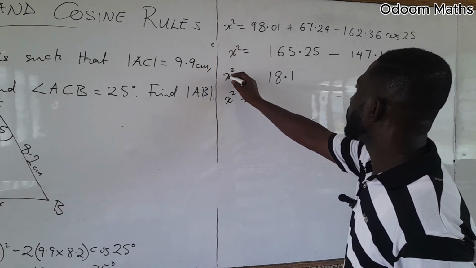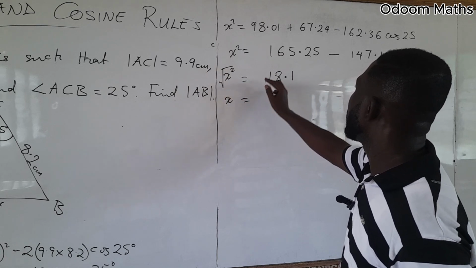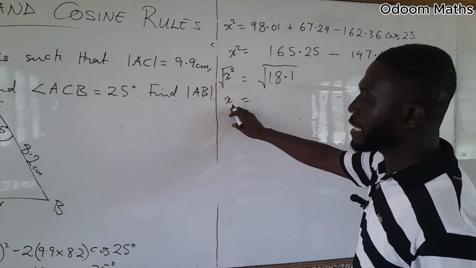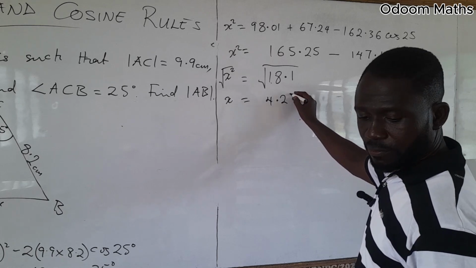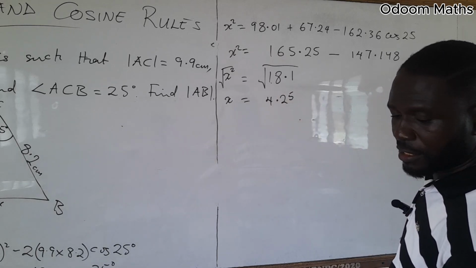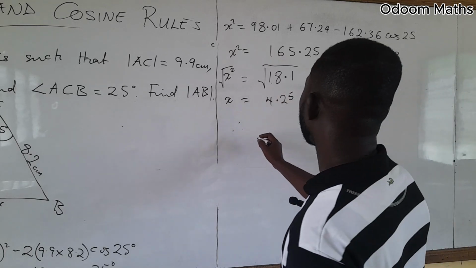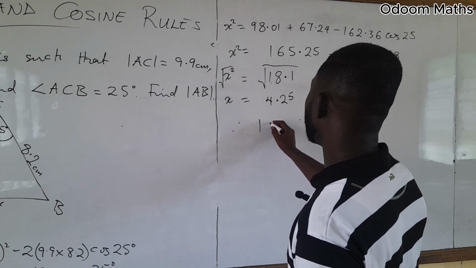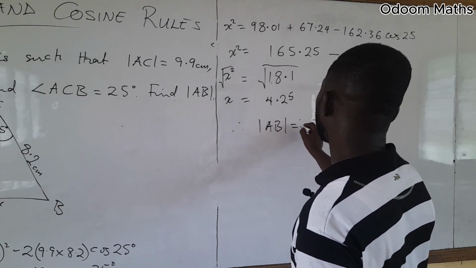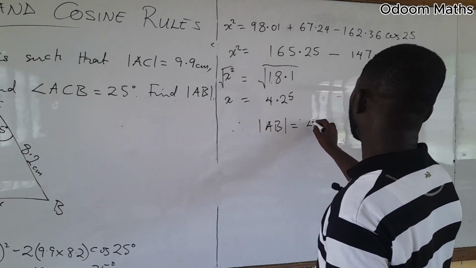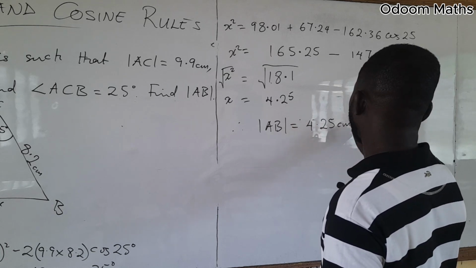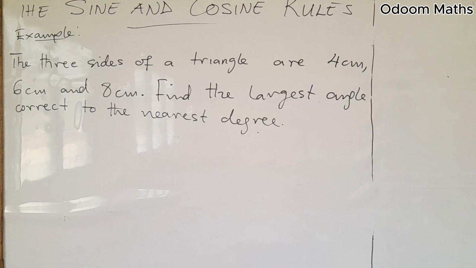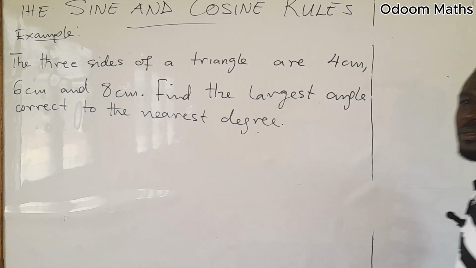So when you put square root on both sides, x becomes 4.25. Okay, so therefore the side AB is equal to 4.25 centimeters. Okay, now let's look at one more example.